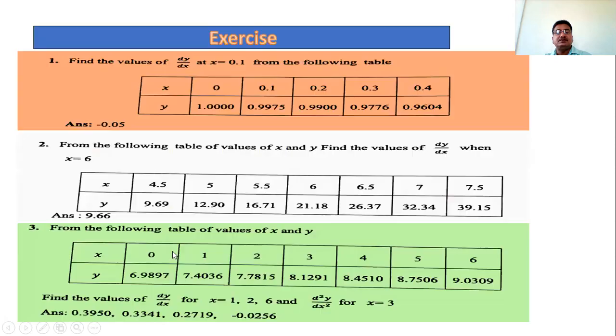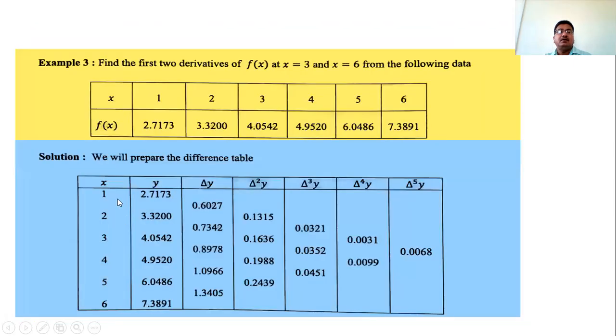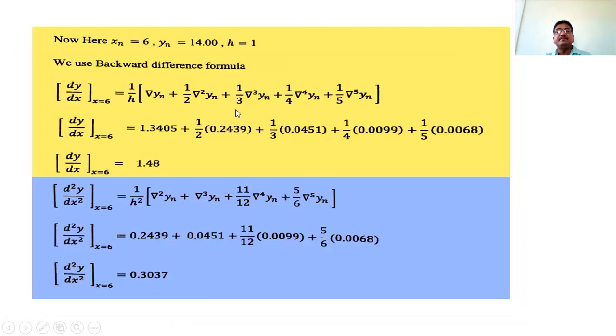See this table. The last point is 6, so xn is 6. This is yn, 7.3891 is yn. This is del yn, this is del square yn, this is del cube yn, this is del raised to 4 yn, and this is del raised to 6 yn. So substitute all these values in this formula. We have the answer 1.48. This is the first order derivative at x equal to 6.